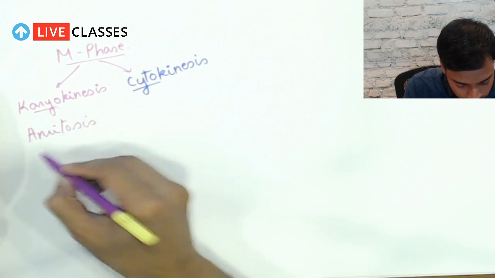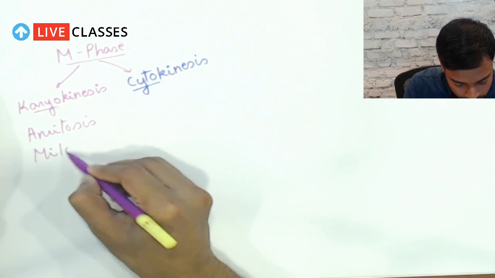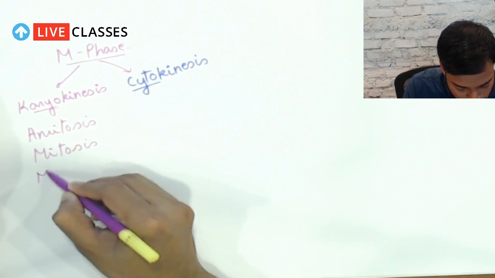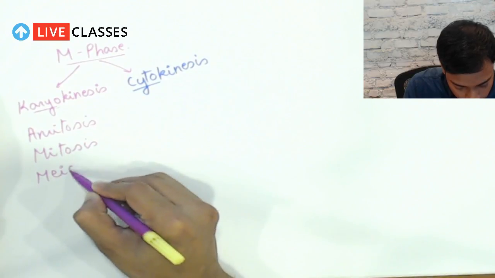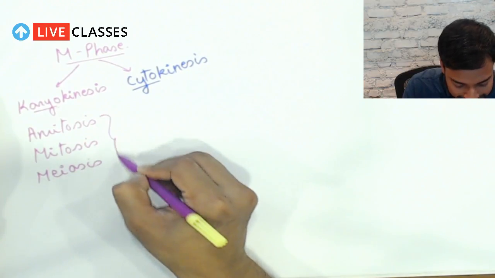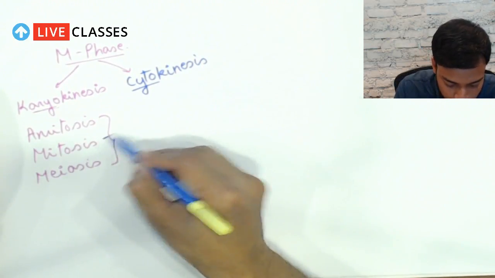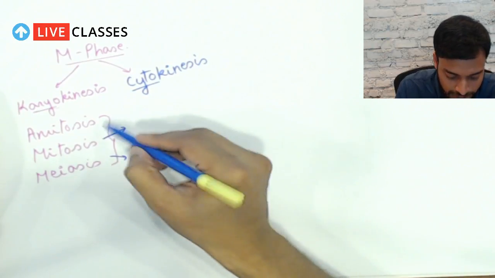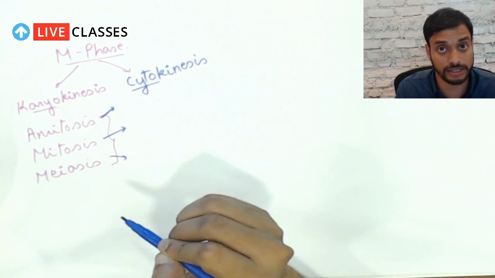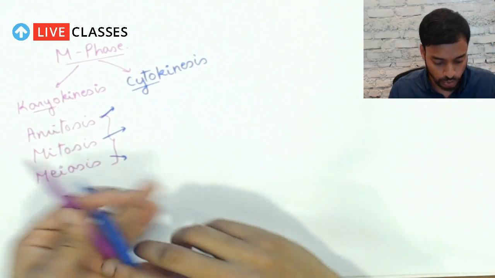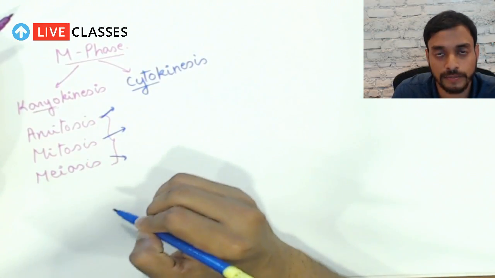Mitosis, and meiosis. So these are the important types of karyokinesis. First I'll talk about mitosis, then meiosis will be the second one. Correct. So let's start our discussion with mitosis.